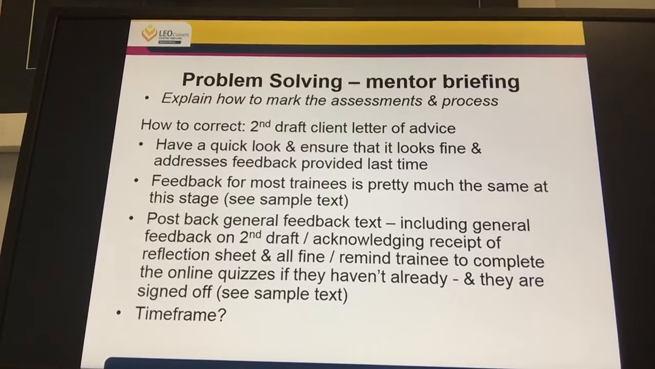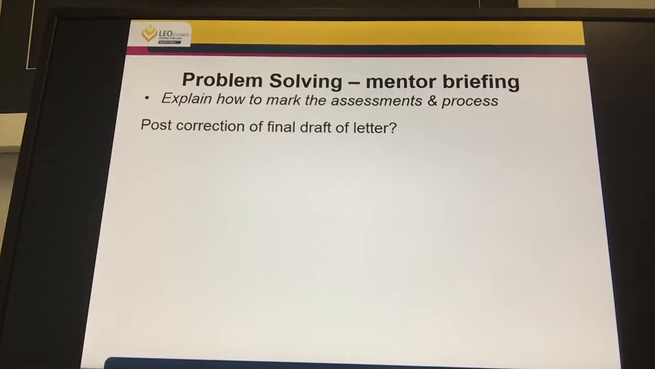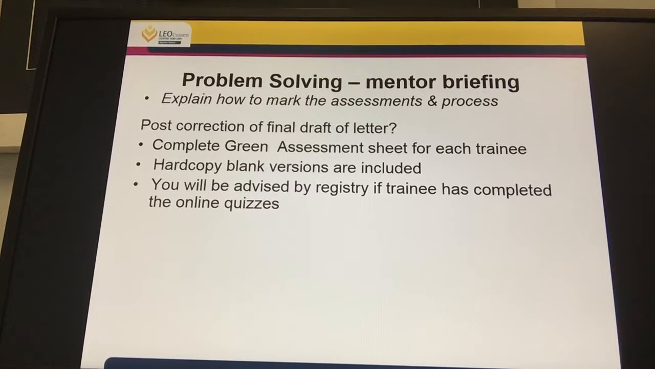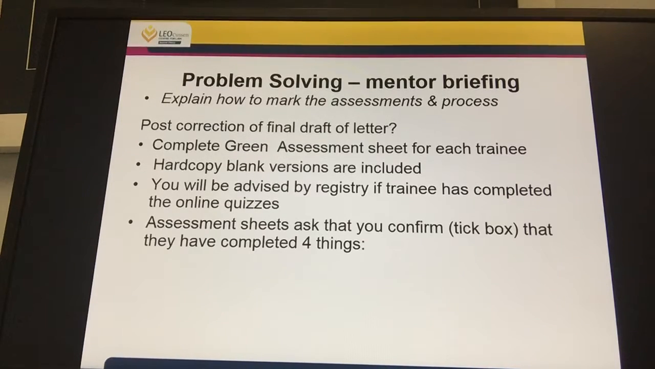The time frame is kind of up to you. If it's due on the 18th of April, maybe a couple of weeks after that. Post correction of the final draft of the letter, you then need to complete the green assessment sheet for each trainee, just like a normal client file. Now, I've given you some blank versions, hard copy, in a pack. You'll be advised by registry if the trainee has completed the online quizzes. Hopefully by the 18th of April they will have.